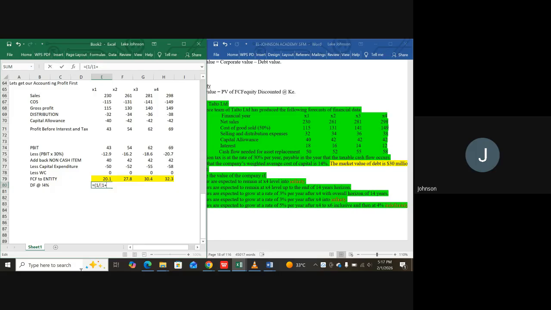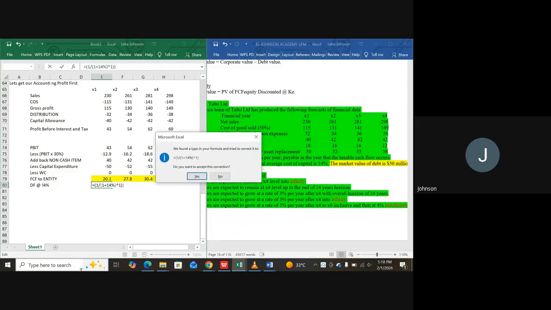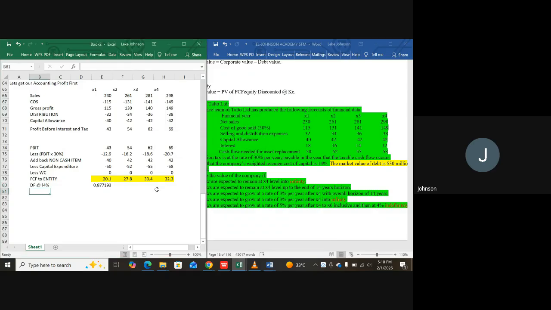So 1.14%. We close our bracket. Then we now raise it to power 1. We close the brackets. Are we closing the bracket twice? Okay, I think we're closing the bracket twice. So let me click on enter. Let me see. It's giving me an error. Okay, it's supposed to be 1 bracket. Yeah, 1 bracket. So that's how we're able to get these.